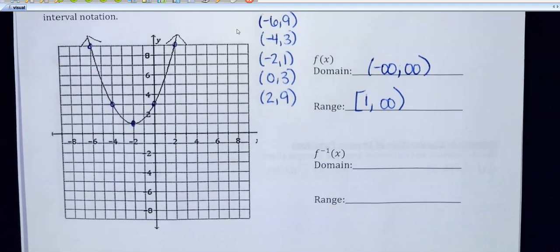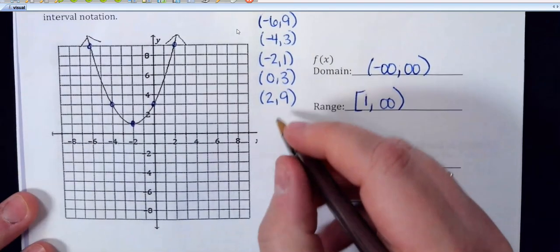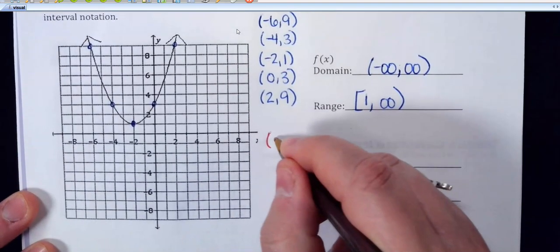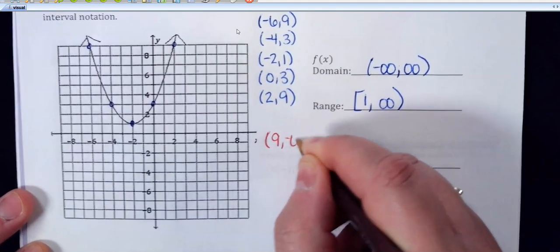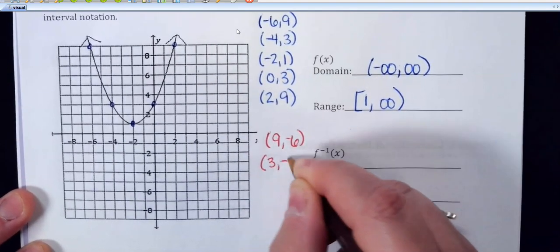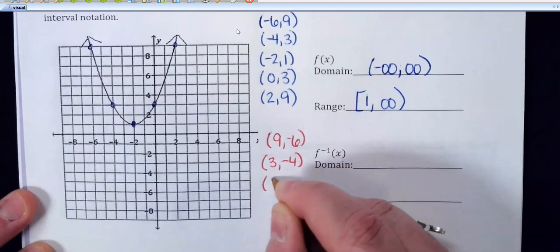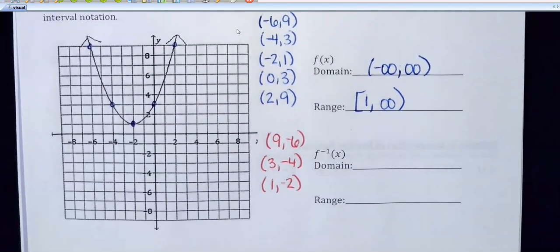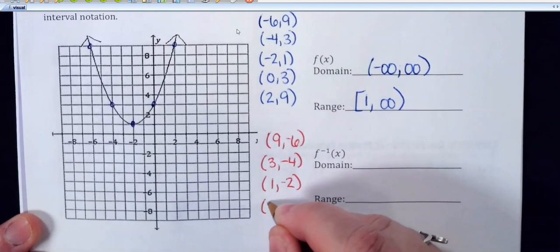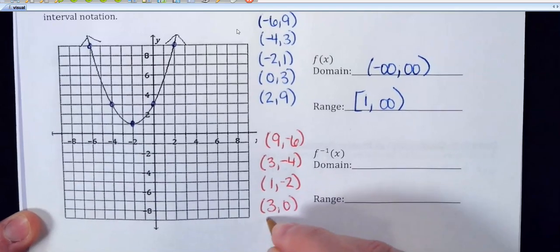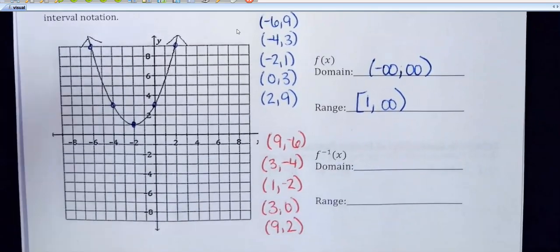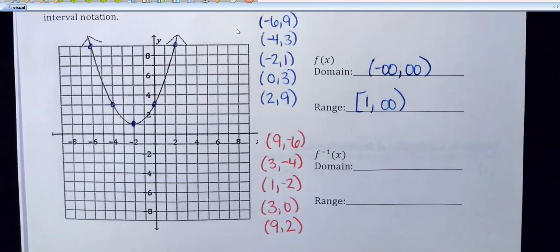I literally just grabbed points off the graph. To do the inverse, you're just going to trade x and y. So my inverse, if I just switch these around, would have the points 9, -6, 3, -4, 1, -2. I'm not changing any negatives or anything like that. We're literally just switching the x and y values' places. 3, 0, and 9, 2. Now, if you plot these points, you can see the shape that it'll take. It's the same shape, but it's going to be going in a different direction.